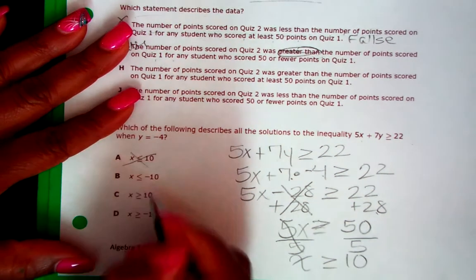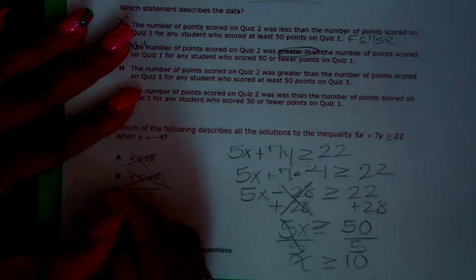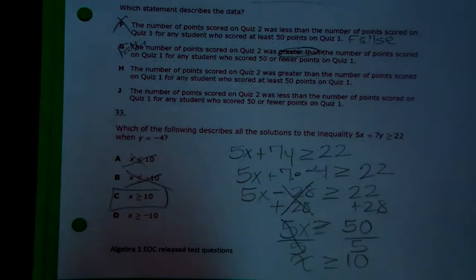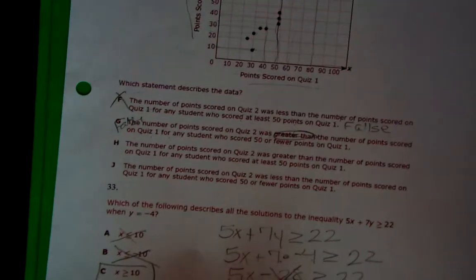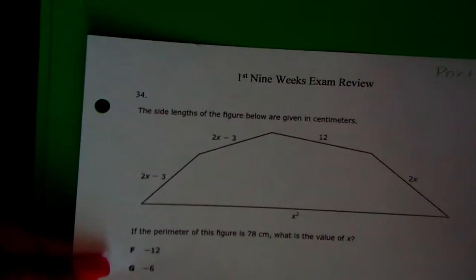So that's less than. We didn't get a negative 10. Here we go, right here. Don't get tricked. Okay, don't let them trick you. We're done with number 33. Let's move to number 34.